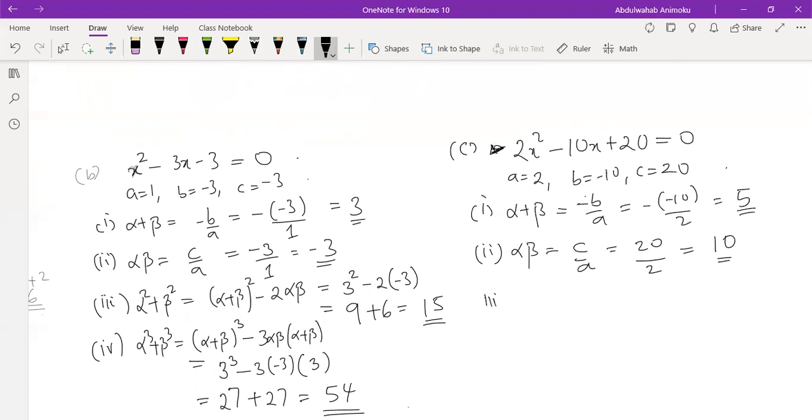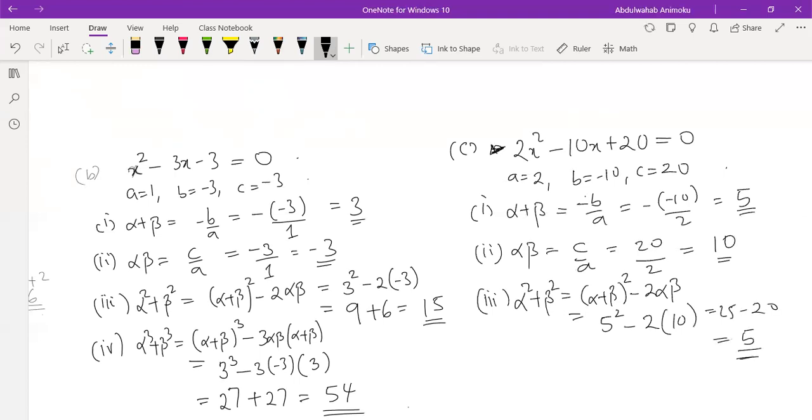What about the third one? Alpha squared plus beta squared. This is just alpha plus beta all squared minus 2 alpha beta. And what does this give us? Alpha plus beta is giving us 5. That is 5 squared minus 2 times 10, right? So that would be 25 minus 20. That is 5. That is alpha squared plus beta squared.